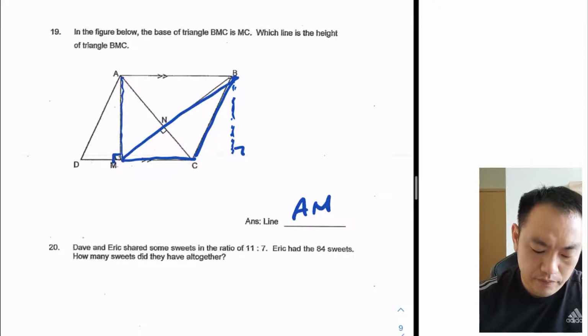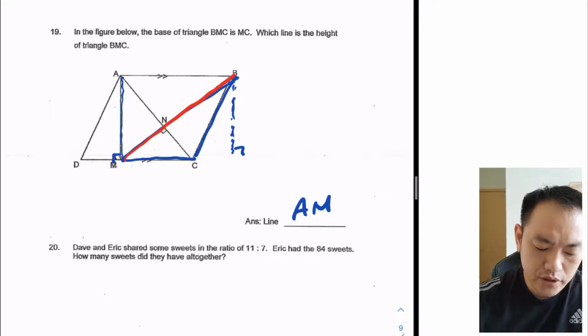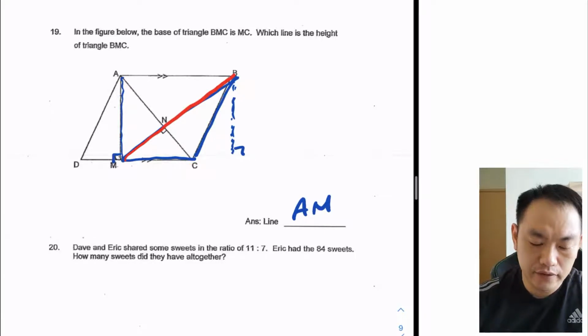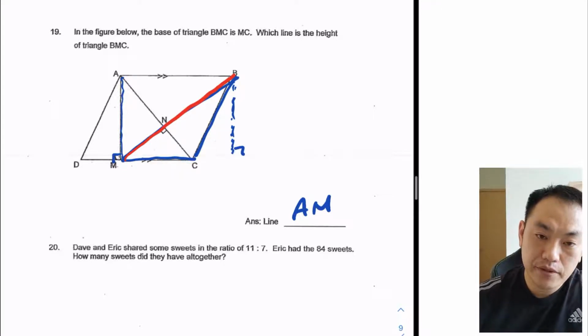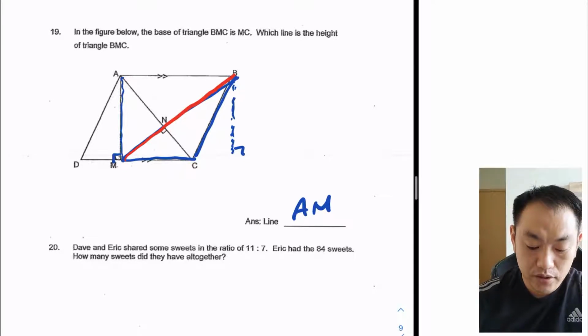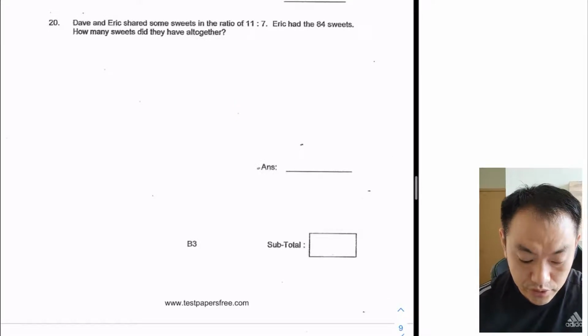If the base is BM here, you can also say that CN is the height. But now since it says the base is MC, you're trying to find a line which goes perpendicular to the base MC and goes to the top of the other angle, which is angle B. So the line will be AM. Okay, question 20.